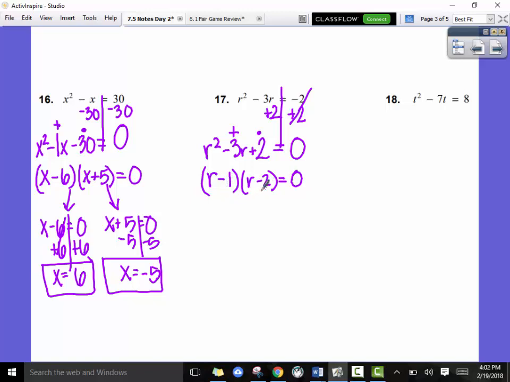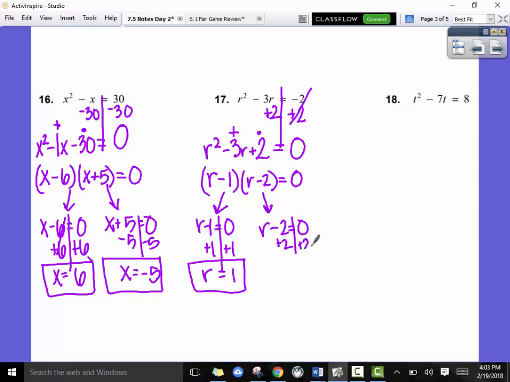-1 times -2 will give me that positive 2. -1r, -2r is -3r altogether. So if r minus 1 equals 0, r minus 2 equals 0. Solve, add 1, r equals 1, or add 2, r equals 2.